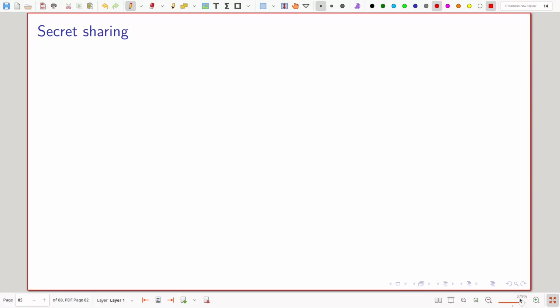Okay. All right. So what exactly is secret sharing? Today we'll practice a simple secret sharing scheme based on a straight line. That is the exercise on the back of this sheet. So let's see what it is.